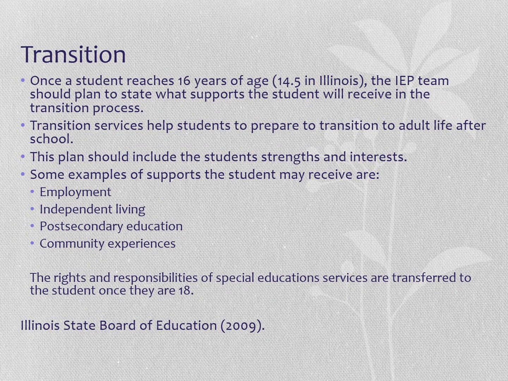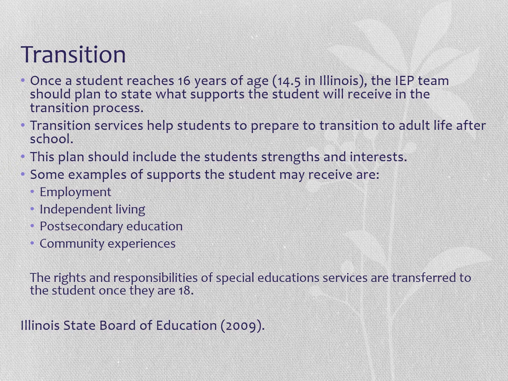Once a student reaches age 16, or 14 and a half in Illinois, the IEP team should plan to state what supports the student will receive in the transition process. Transition services help students to prepare to transition to adult life after school. This plan should take into consideration the student's strengths and interests.